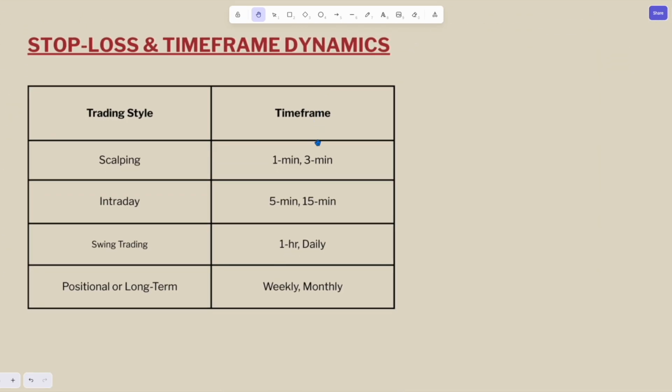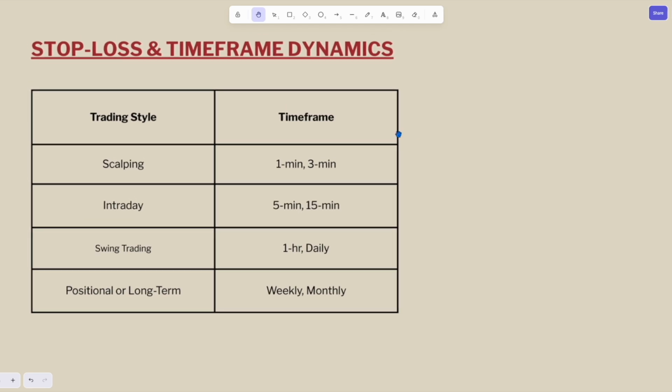But before that, let's see something really crucial, because this will help me in showing you the examples. And that is the stop loss and time frame dynamics. See, usually most of the people have this kind of relation with the trading style and the time frame that they operate on. People will say if you're scalping, it is 1 minute and 3 minute. If you're doing intraday, you usually do it on the 15 and the 5 minute.